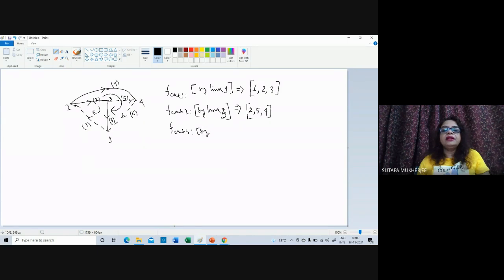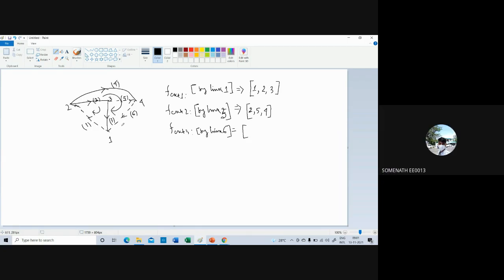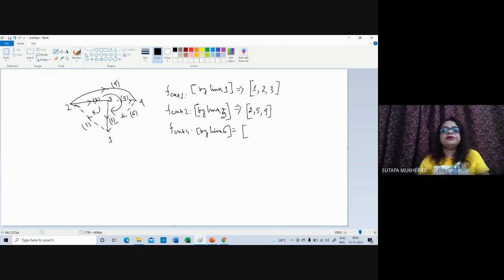Basically, this is by link what? By link what? 6. What is the branches here? 3, 6, 5. 365. Up to this, it is clear to all of you.